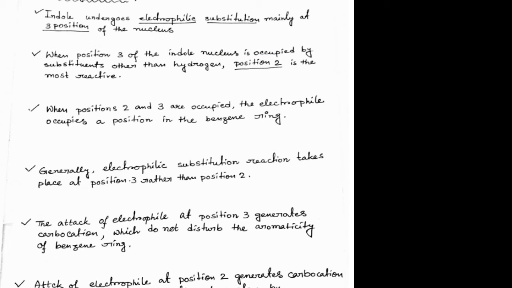electrophilic substitution reaction. Now when both the 2 and 3 positions are occupied, then the electrophile occupies a position in the benzene ring present in the system, because indole is a fused ring system. Two rings are present in the structure. One is the phenyl ring, another one is the pyrrole ring. Generally, electrophilic substitution reactions take place at the 3 position rather than the 2 position.